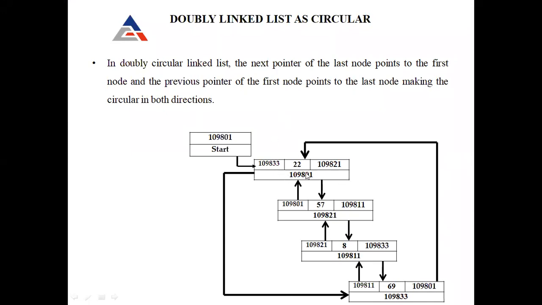You can see over here, this is the first node. Earlier we wrote null over here in the doubly linked list, but in the circular doubly linked list, we write the address of the last node, which is connected to the first node, that is 109833. And the last node earlier had a null value over here. Now it has the value 109801, the address of the first node of the linked list. This is how we can represent the circular doubly linked list.